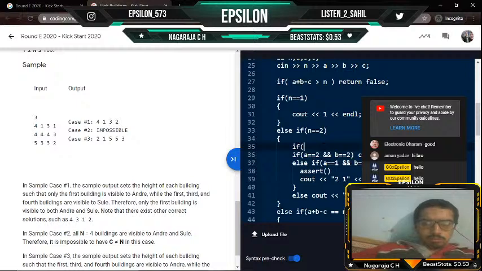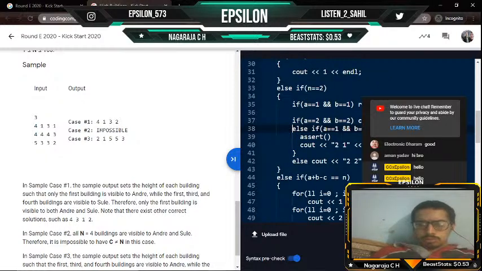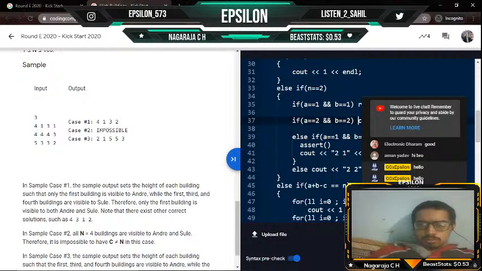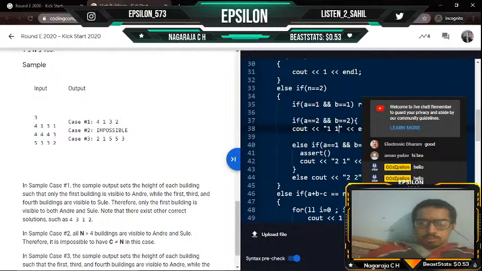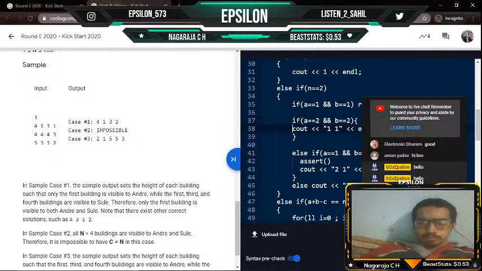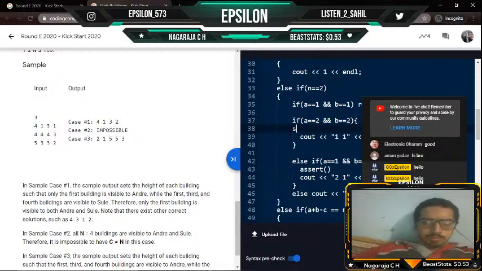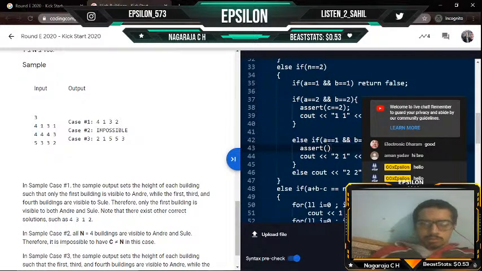Let's just counter that in a few circles. A is equal to 1. That should not be possible. C out to 2. We can use another assert statement. Assert. So if we can see B two buildings, we can assert C is also equal to. If A can see one building, but B can see two buildings, we can see.